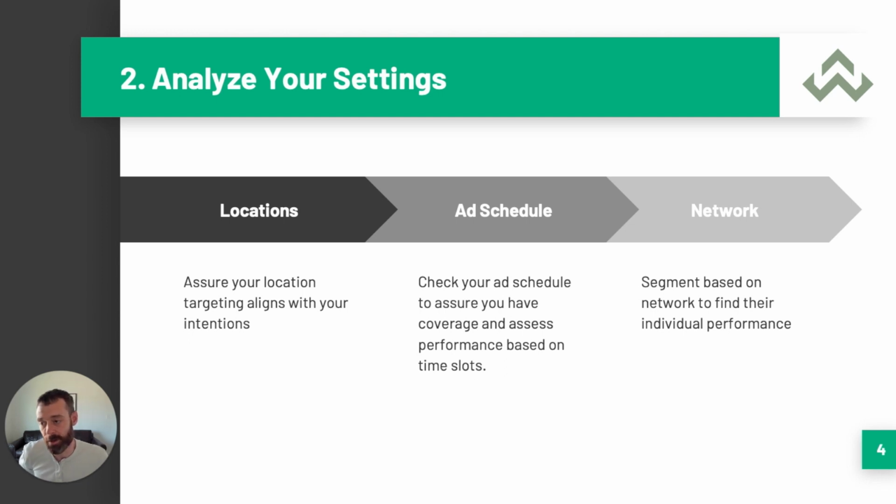Speaking of settings, that kind of rolls into point number 2, analyze your settings. So this kind of touches on what I mentioned earlier about Google appearing simple or some of the features being hidden. These are just really quick, easy changes. You may know some of these, but they can make a big difference. The three I'd like to focus on today are location, ad schedule, and network.